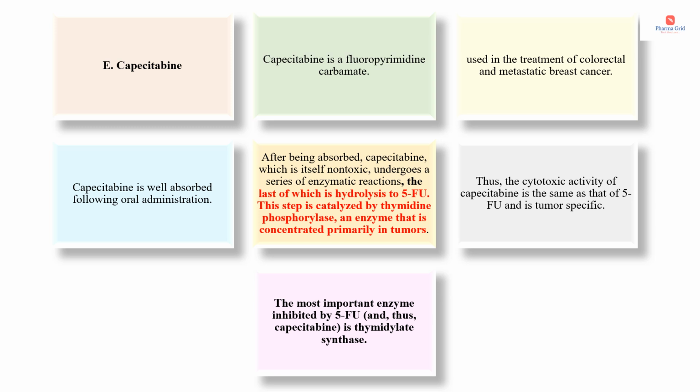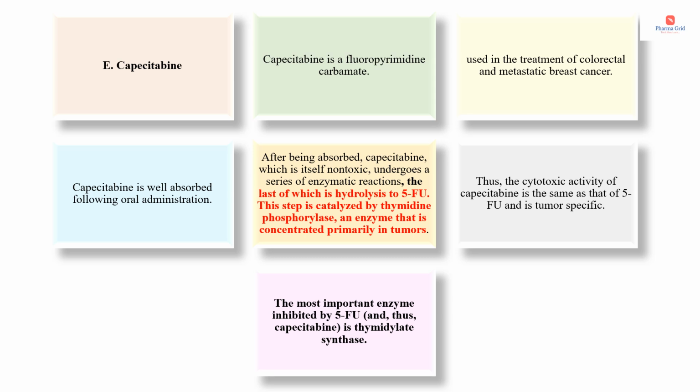Capecitabine is well absorbed following oral administration. After being absorbed, capecitabine, which is itself non-toxic, undergoes a series of enzymatic reactions, the last of which is hydrolysis to 5-fluorouracil. This step is catalyzed by thymidine phosphorylase, an enzyme that is concentrated primarily in tumors. Thus, the cytotoxic activity of capecitabine is the same as that of 5-fluorouracil and is tumor specific. The most important enzyme inhibited by 5-fluorouracil, and thus capecitabine, is thymidylate synthase.